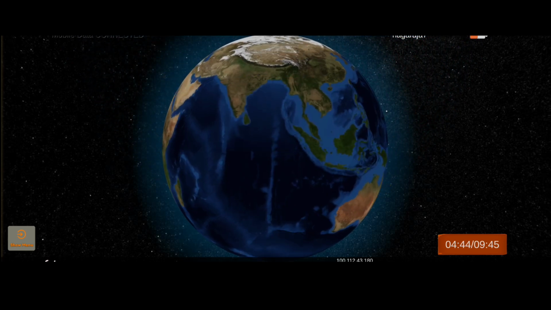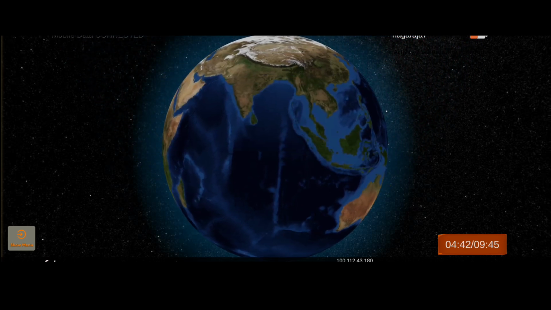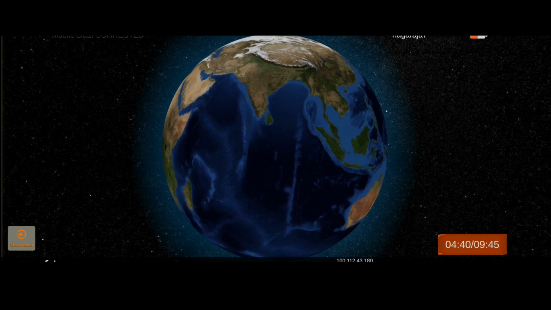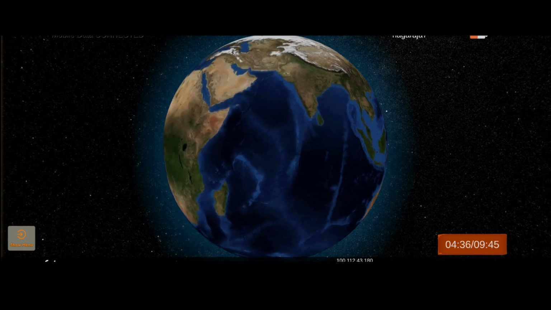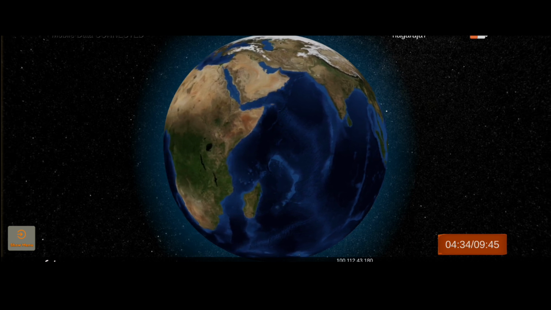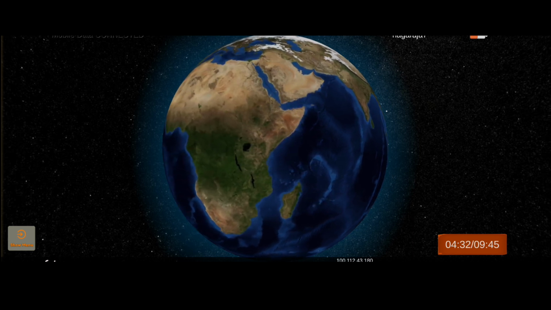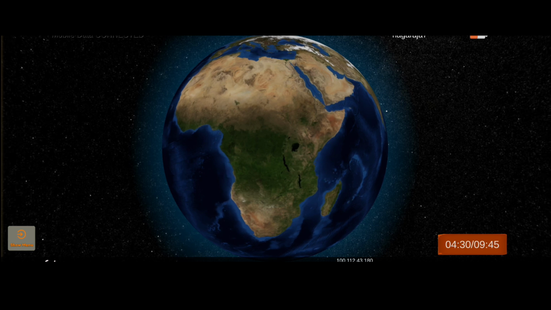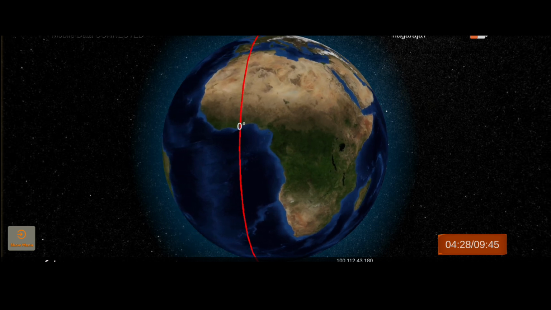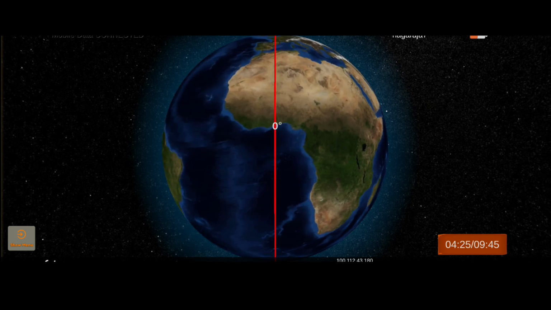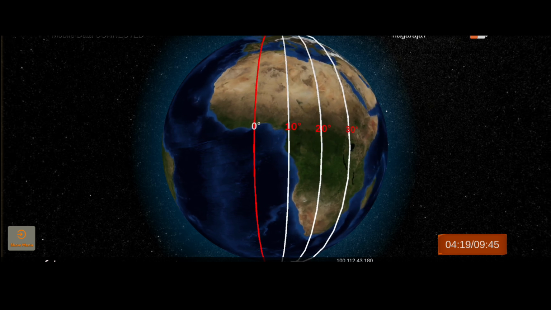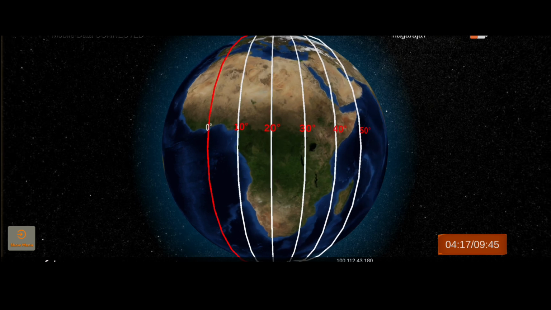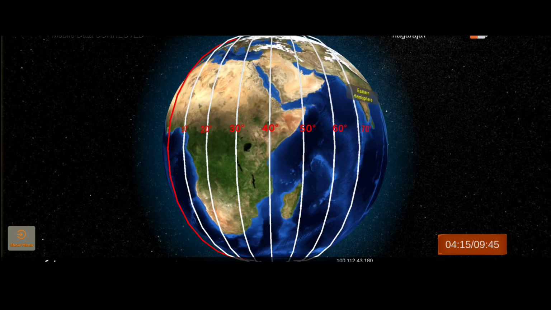Now, let's shift our focus to another important aspect, longitude. Longitudes are vertical lines that run from the North Pole to the South Pole, which help us determine the east-west position of any location on Earth. A significant line of longitude is the prime meridian, located at 0 degrees. Longitudes extend from 0 to 180 degrees in the eastward direction from the prime meridian, known as the Eastern Hemisphere.